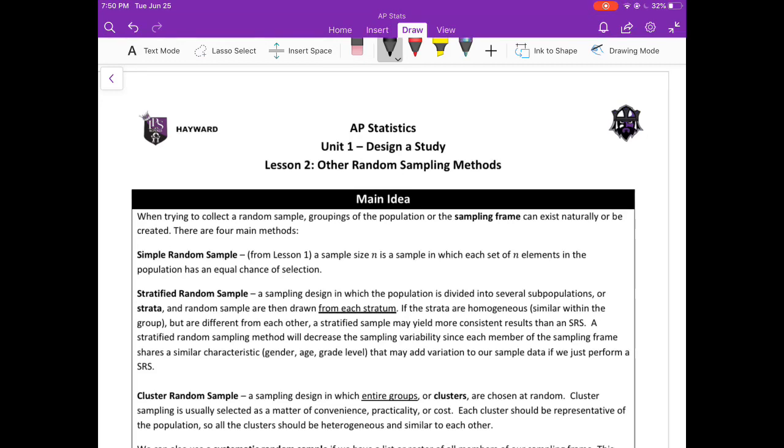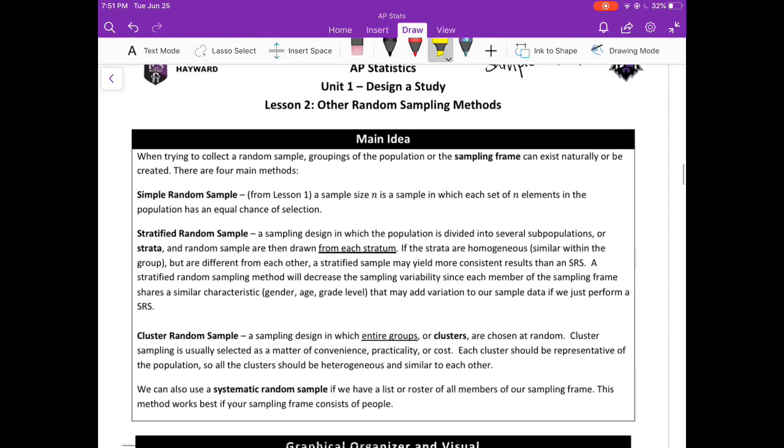Okay, so in our previous video, we talked about a simple random sample. So I want to go ahead and make a note up here. A simple random sample is also abbreviated as SRS. Okay, so that gets used a lot. So let's go ahead and talk about the main idea.